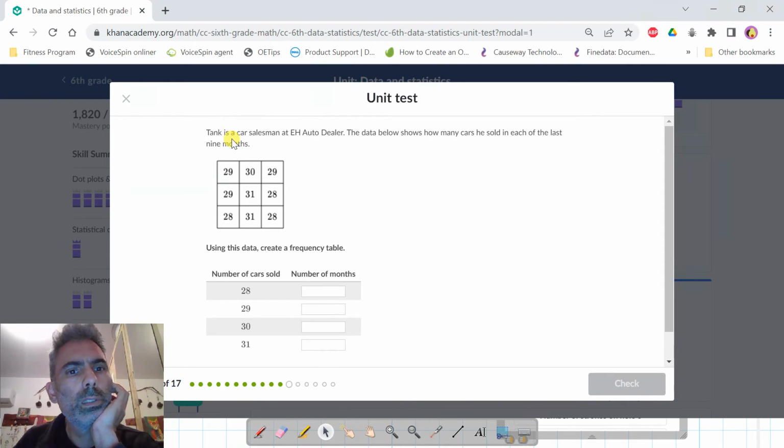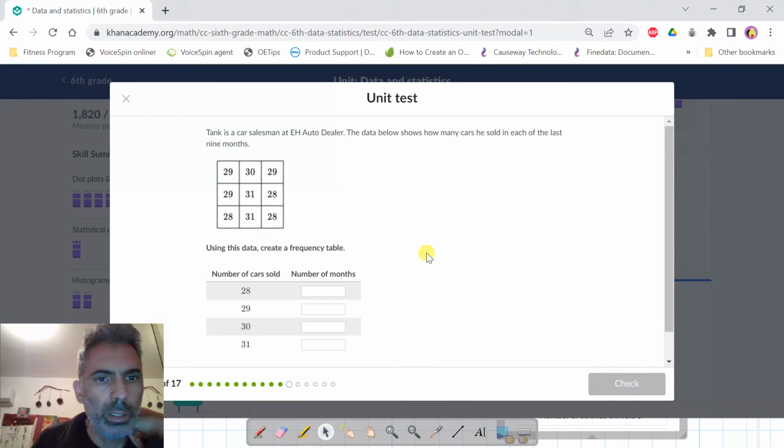Hank is a car salesman at EH Auto Dealer. The data below shows how many cars he sold in each of the last 9 months. Okay. Using this data, create a frequency table.